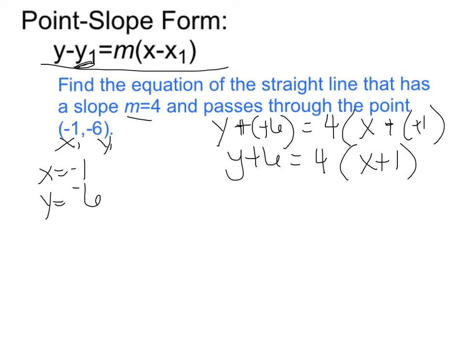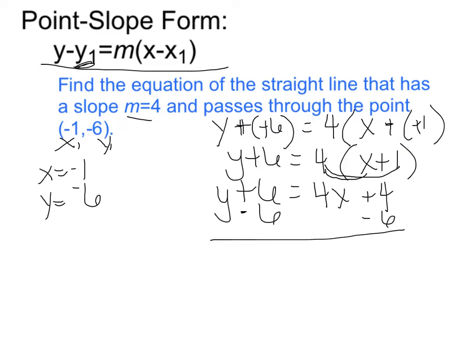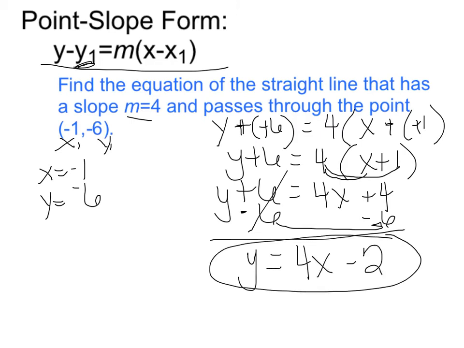All right, so now let's just simplify it. If you've got y plus 6, you're going to distribute your 4. 4 times x is 4x. 4 times 1 is 4. And if we're going to get y by itself, we're going to have to subtract this 6. And the only like term that 6 has is that 4 on the other side. That's why I subtracted it from 4. That cancels. Leaves you with y equals 4x minus 2. That is your equation of the line.